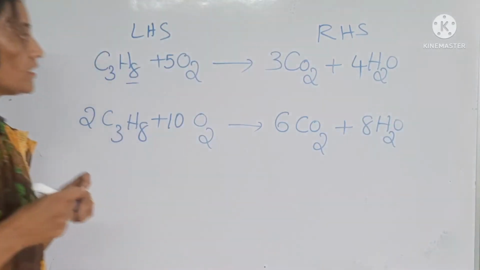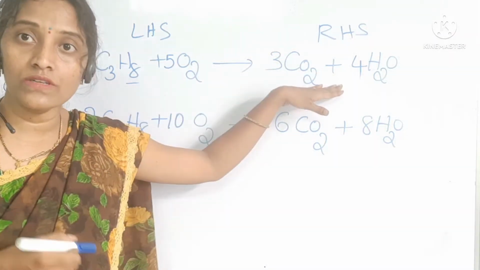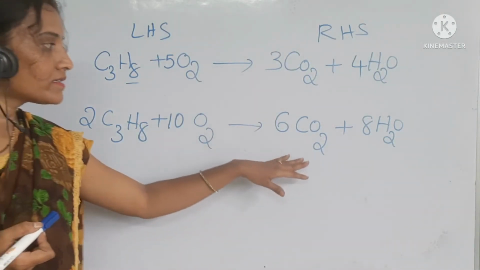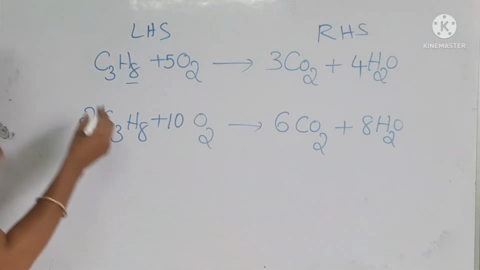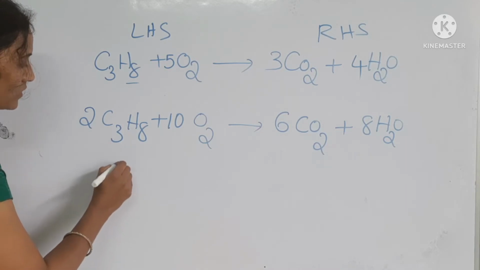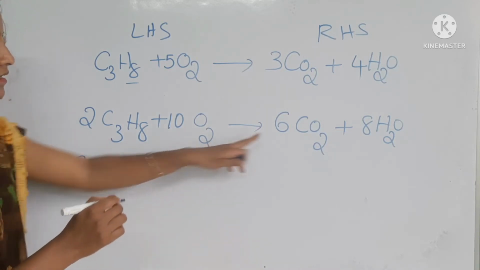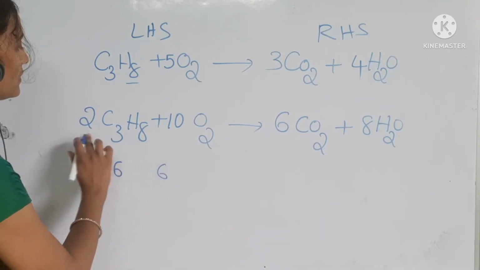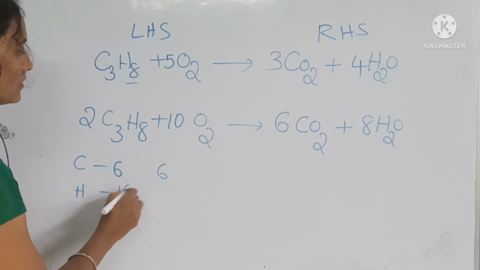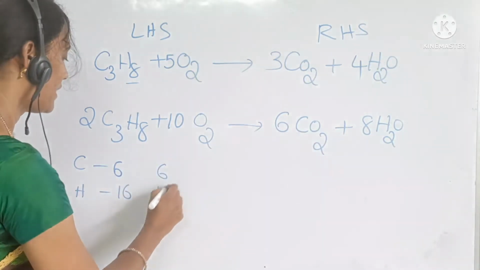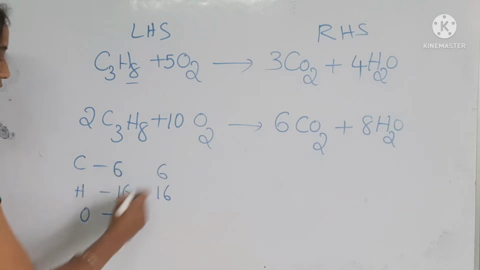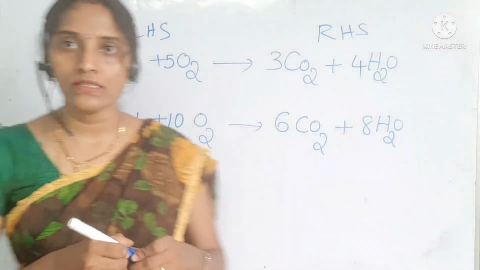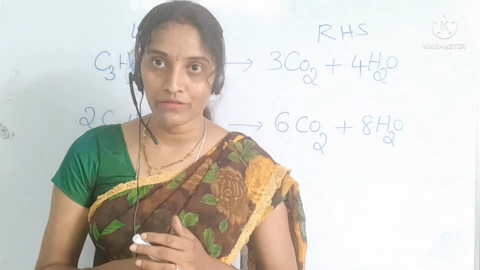See, actually this is the balanced chemical equation with the simple numbers or simple coefficients, but this is also a balanced chemical equation. Once try to observe here, how many carbon atoms? 6 carbon atoms. There also 6 carbon atoms, and here 16 hydrogen atoms. There also 16 hydrogen atoms. Oxygens 20, there also 20. It is also a balanced chemical equation, but here there is one common factor.